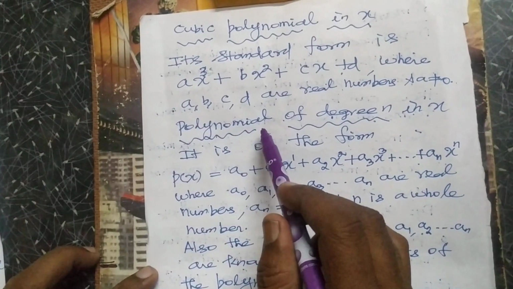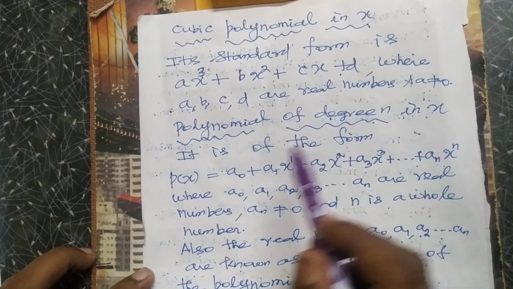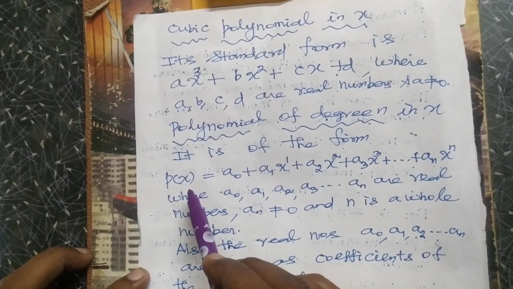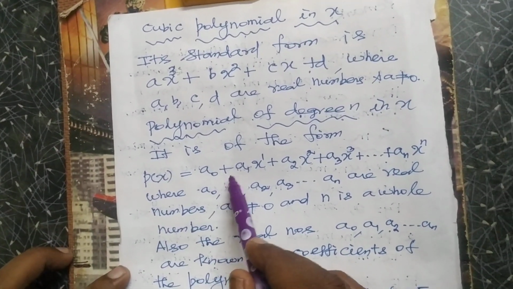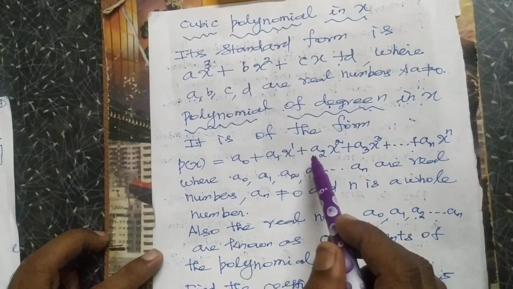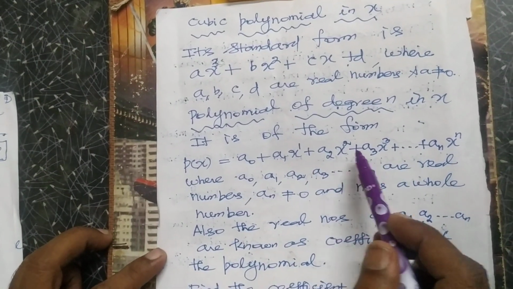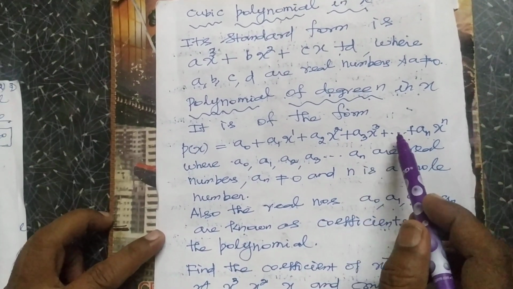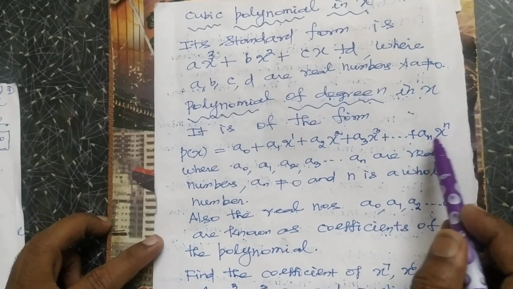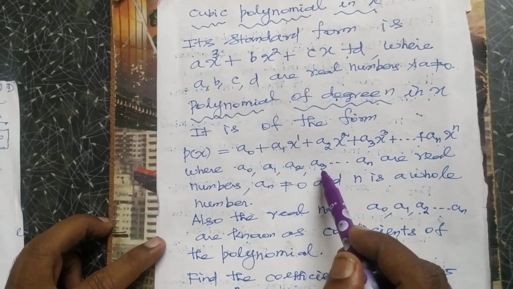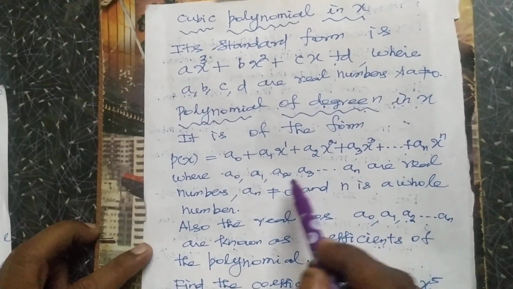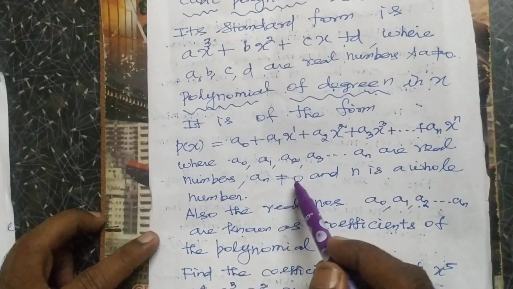Now the general form of a polynomial of degree n in x. It is of the form p(x) equals a0 plus a1 x to the power 1 plus a2 x to the power 2 plus a3 x cube and so on, plus an x to the power n, where a0, a1, a2, a3 and so on up to an are real numbers, an not equal to 0.